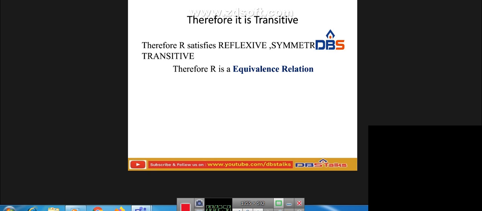So if the given relation is an equivalence relation, then it will satisfy the three properties: reflexive, symmetric, and transitive. Then we can say that the given relation is called an equivalence relation.